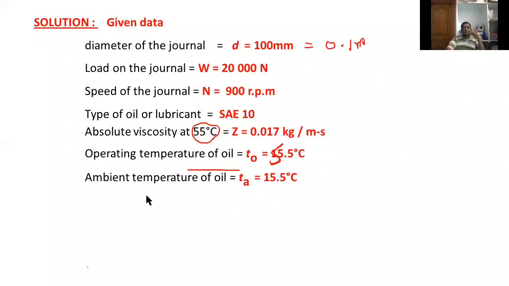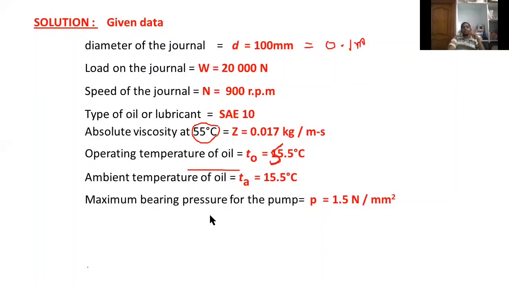And ambient temperature also is given. That is TA, TA equal to 15.5 degrees Celsius. Maximum bearing pressure for pump is also given. There is a P equal to 1.5 Newton per mm square. And rise of temperature of oil is also given, that is small t equal to 10 degrees Celsius.